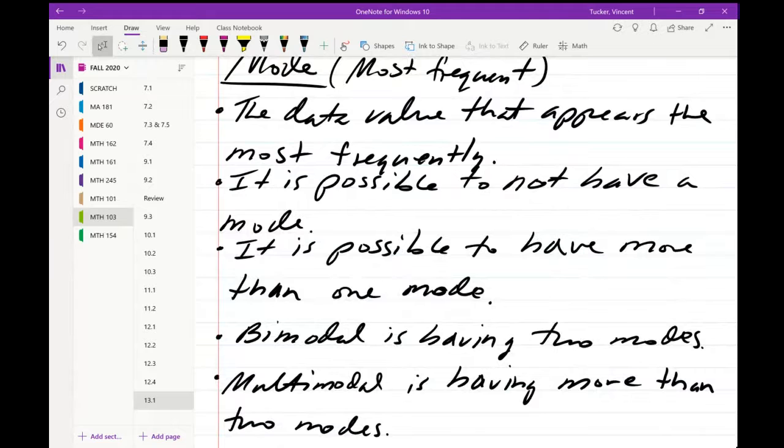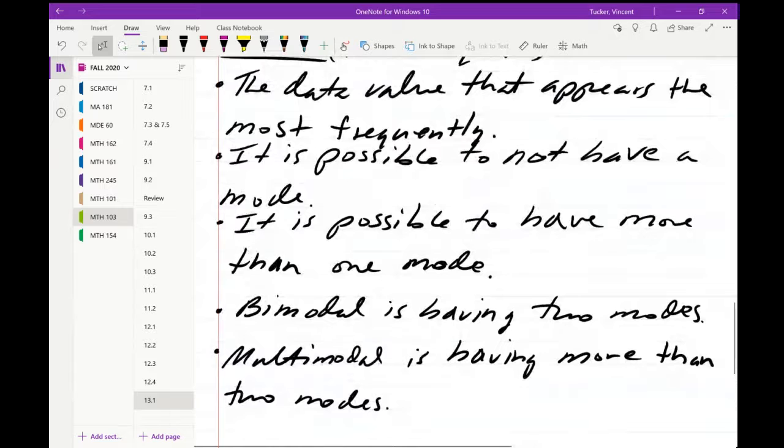All right, so your mode is the data value that appears the most frequently. It is possible to not have a mode. It is possible to have more than one mode. Bimodal is having two modes. Multimodal is having more than two modes.